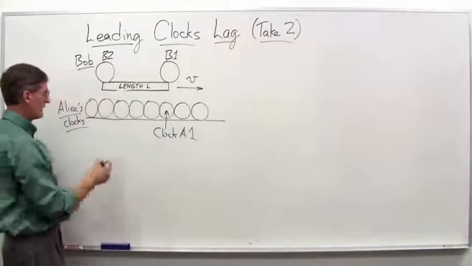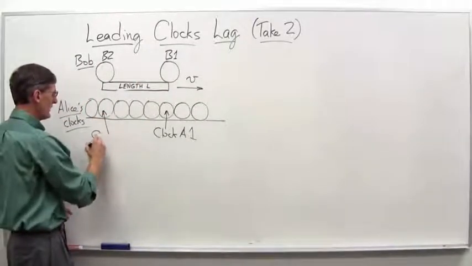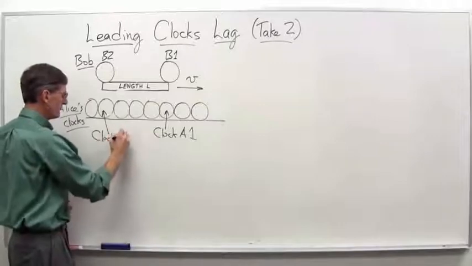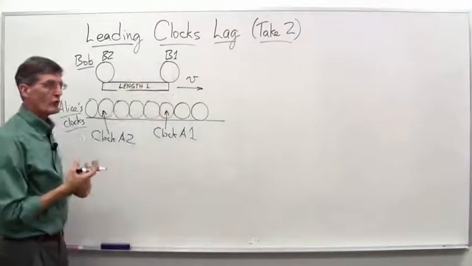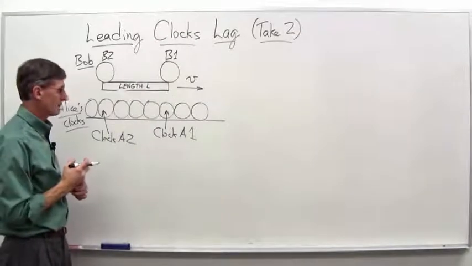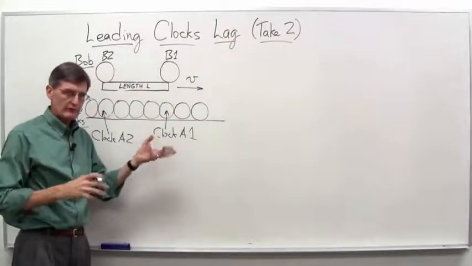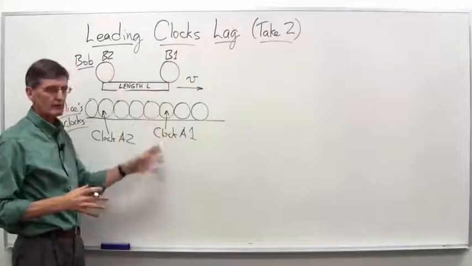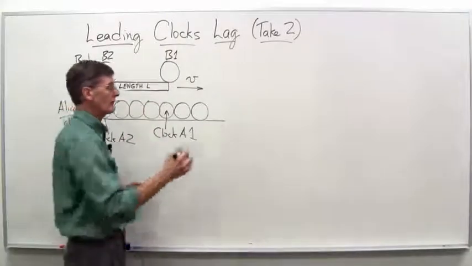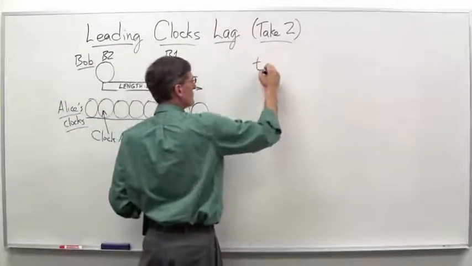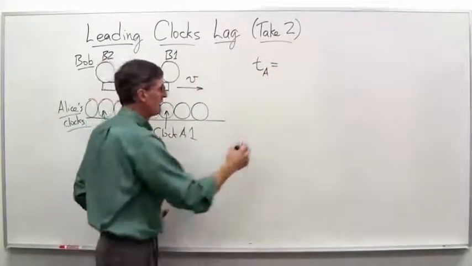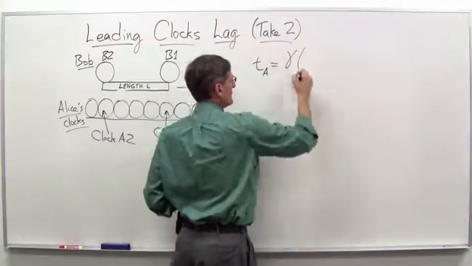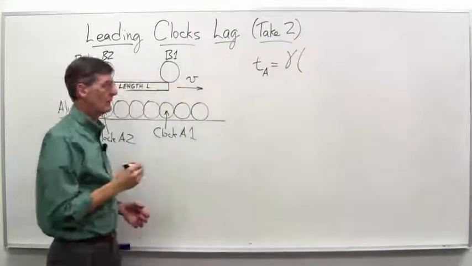And then we also have Alice's clock A2 over here. Okay? So the question we want to ask is, before we get to the question, let's just say this. Let's also set, remember, the Lorentz transformation, the basic equations are, we have two equations. One is T sub A for Alice is going to equal gamma. This is the time equation now.